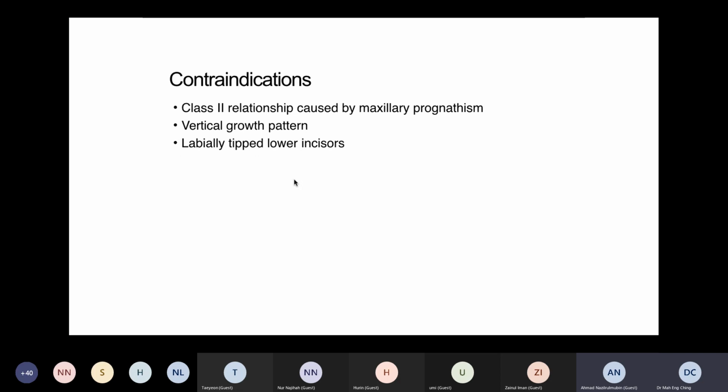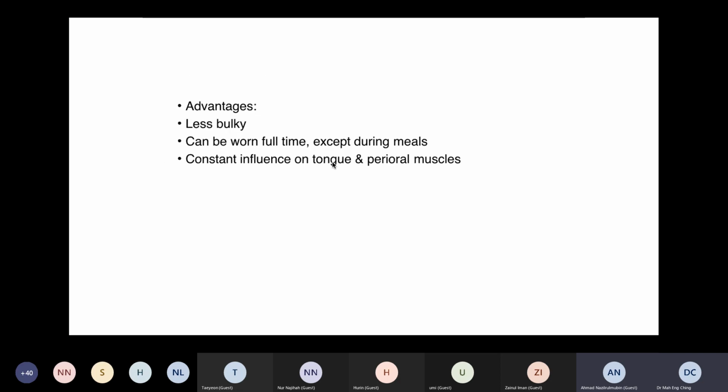Contraindications: Class 2 relationship caused by maxillary prognathism. It means the maxilla is the problem rather than the mandible. Myofunctional appliances mostly deal with the mandible rather than the maxilla. When it comes to a maxilla which is longer, then maybe we deal with orthopedic appliances. Vertical growth pattern, labially tipped lower incisor. This one I'll talk about many times.